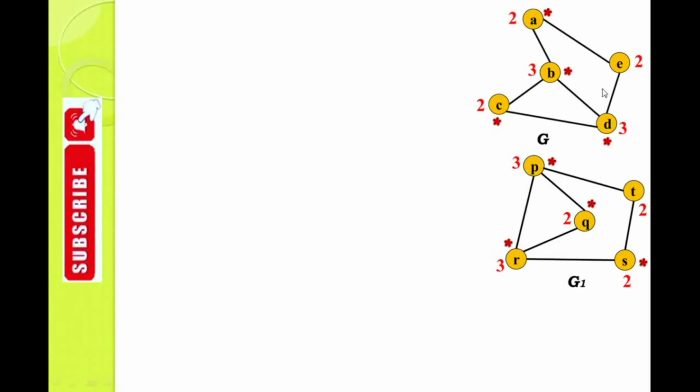Only one vertex is remaining: that is E in graph G. The other vertex is T in graph G1. So now we choose the vertex E. It has degree 2. What are the adjacent vertices of E? Only 2 adjacent vertices. One is A, another one is D. What is the degree of A? 2. What is the degree of D? 3. The same condition is satisfied in G1.